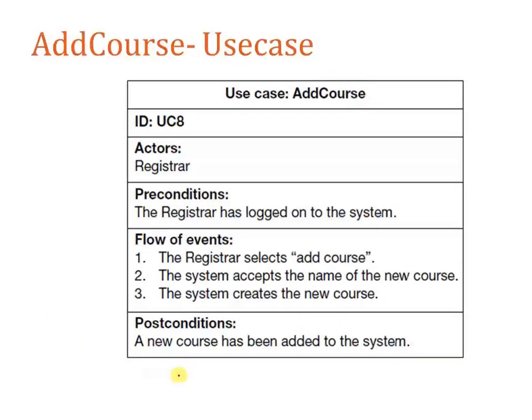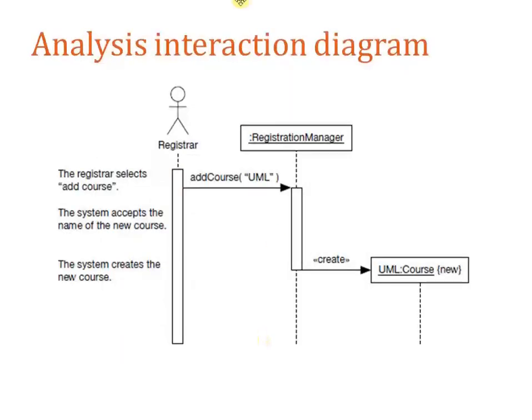So here we can see an example. This is a use case which we have already designed for add course. So this is a use case specification where we first have a registrar as an actor and then we have some preconditions, flow of events and post conditions. And this is an interaction diagram which is already obtained after the analysis phase is over. So this is what you have designed in your lab experiment. So registrar will be there, who is an actor, and there is another, registration manager.